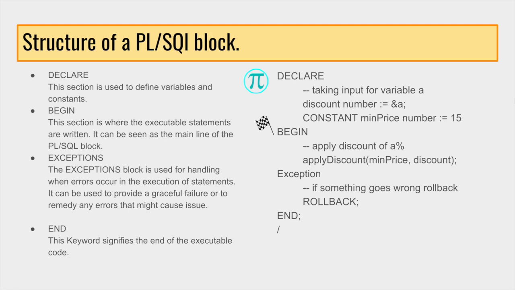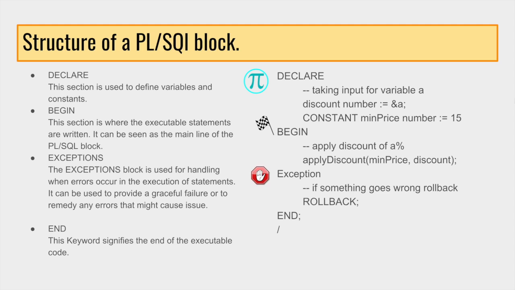The begin tag indicates the start of executable statements. From within this section, other procedures and functions can be called to build a more complex operation. In this example, the code calls the apply discount procedure using the inputs min price and discount.